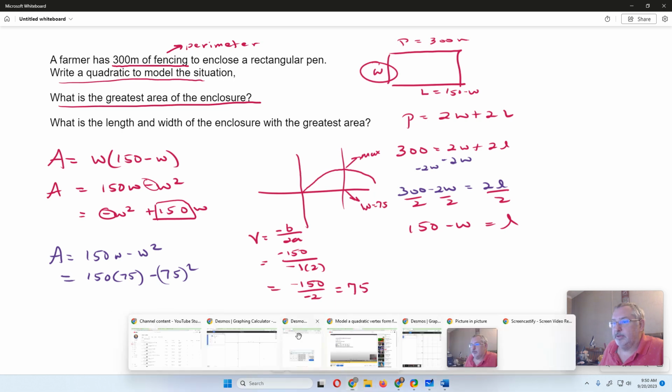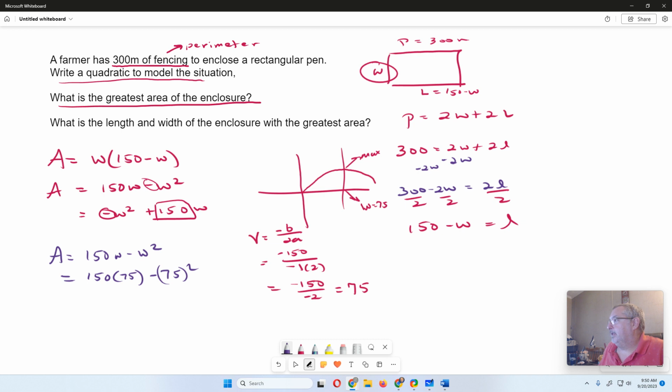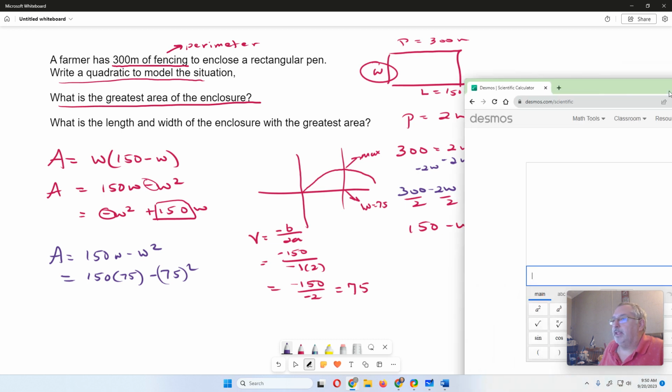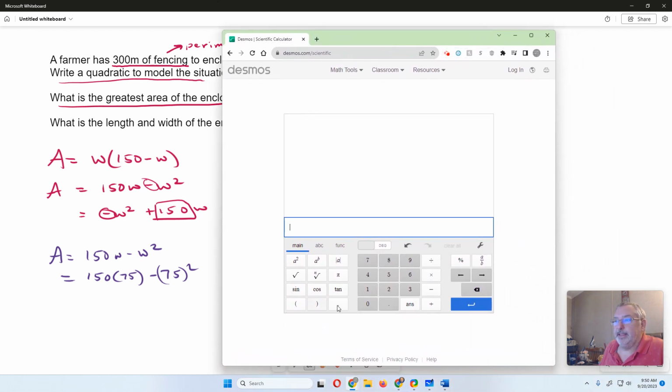To add the scientific one, it's right there. I'm going to clear that. And then we're going to substitute that in. And you can type it in just like it's written. So I'm going to do 150, open a parenthesis, 75. This is the great thing about Desmos, it understands what you're doing. And there it is. So the max area is going to be 5,625 meters squared.